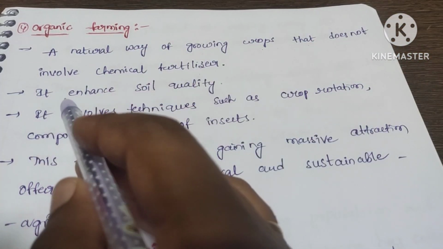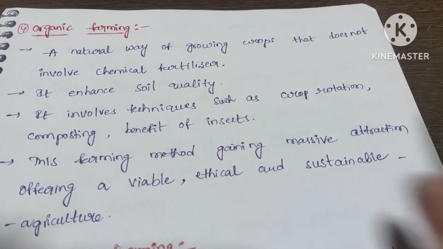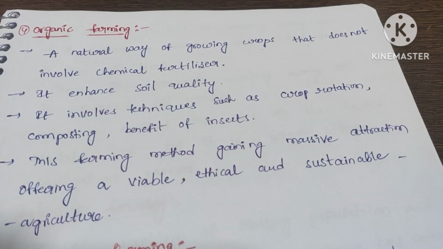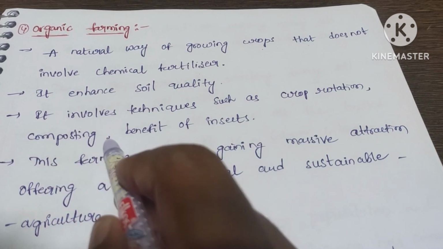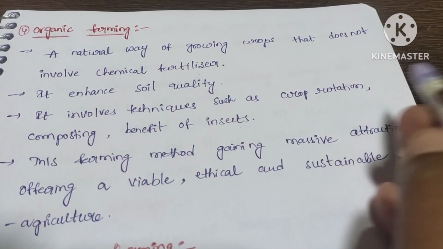It enhances soil quality. With usage of excessive chemical fertilizers or pesticides, eventually the soil fertility decreases, isn't it? By adopting organic farming, we can enhance soil quality. It involves techniques such as crop rotation, composting, and benefit of insects.